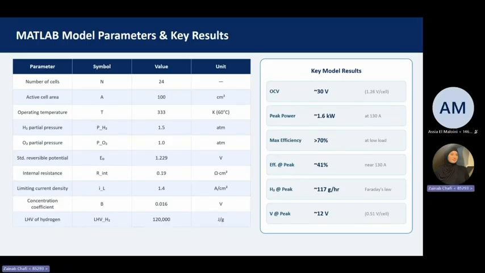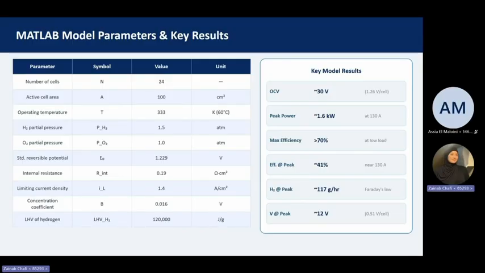Using these parameters, our model predicts an open circuit voltage of about 30 volts, a peak power of 1.6 kilowatts, maximum efficiency above 70%, and hydrogen consumption of about 117 grams per hour at full load. These values show that the model performs realistically.